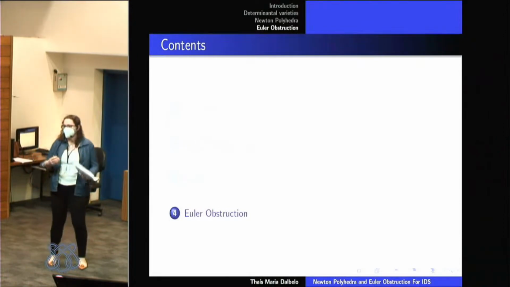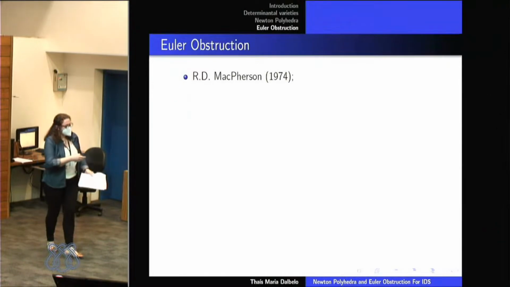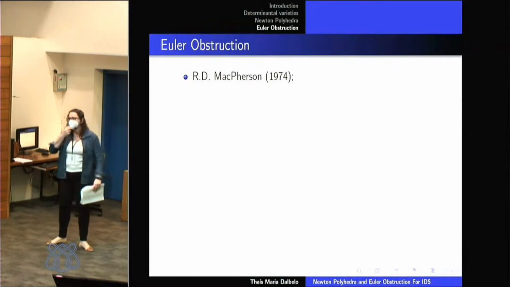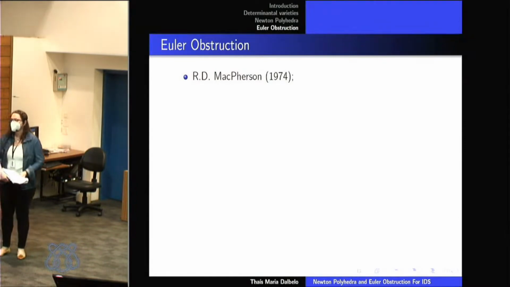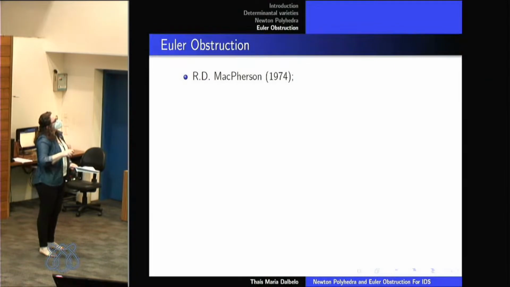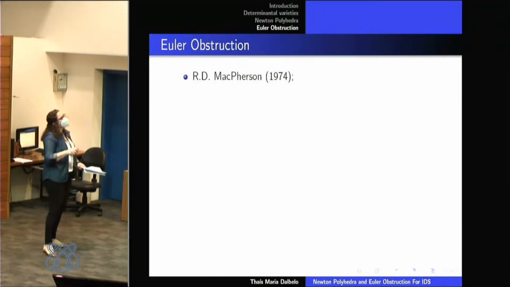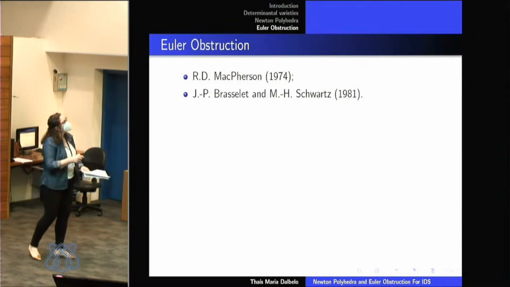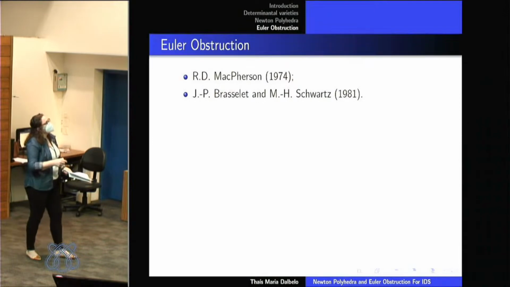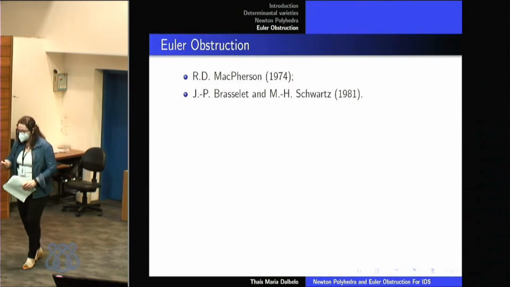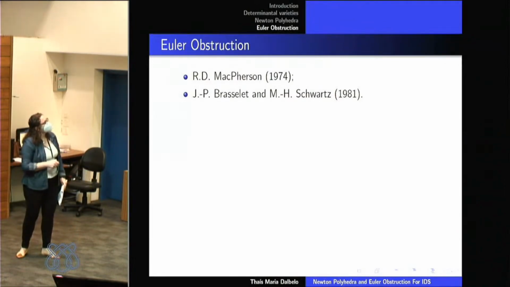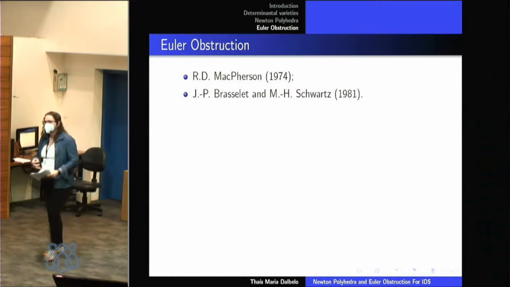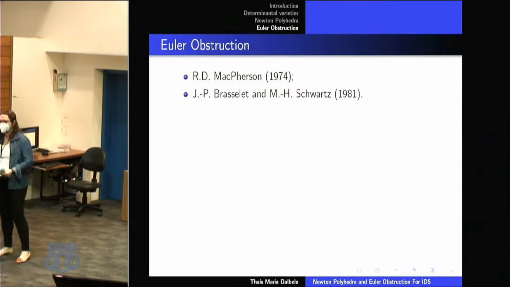Okay, now I am going to talk about the Euler obstruction. The Euler obstruction was defined by MacPherson as one of his main ingredients to prove the conjecture of Deligne and Grothendieck concerning the Euler characteristic class of singular varieties. Some time after, Brasselet and Schwartz presented an equivalent definition using vector fields. This definition of Brasselet and Schwartz brings the Euler obstruction to the class of indices of vector fields.